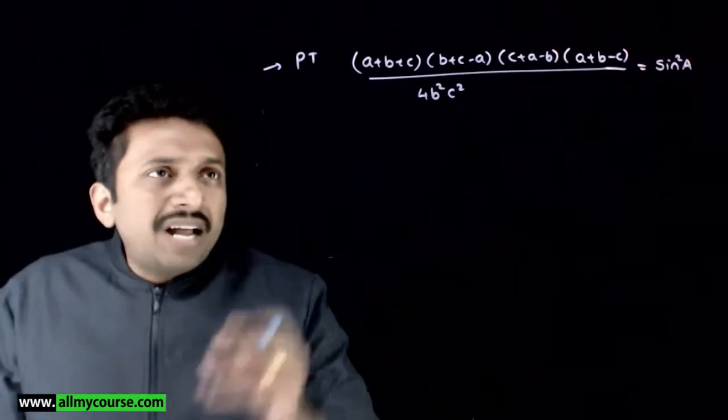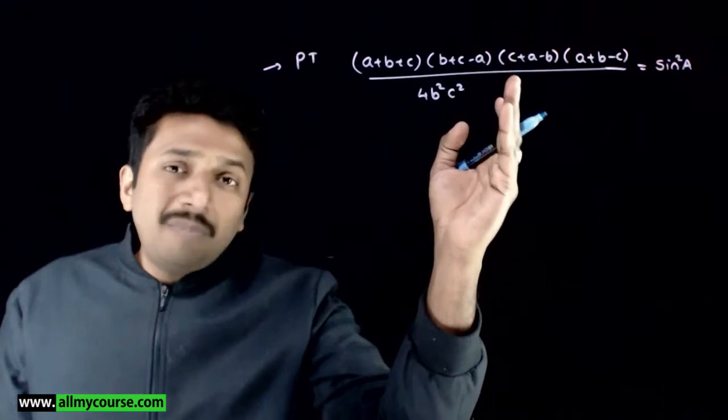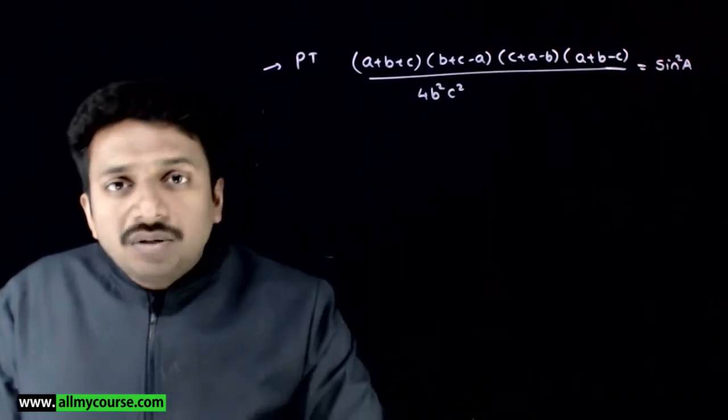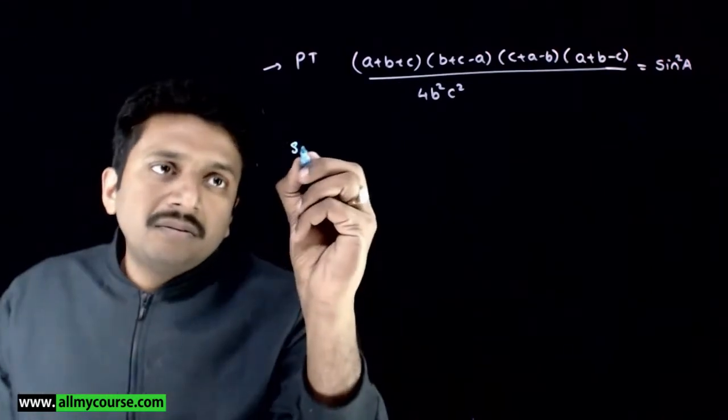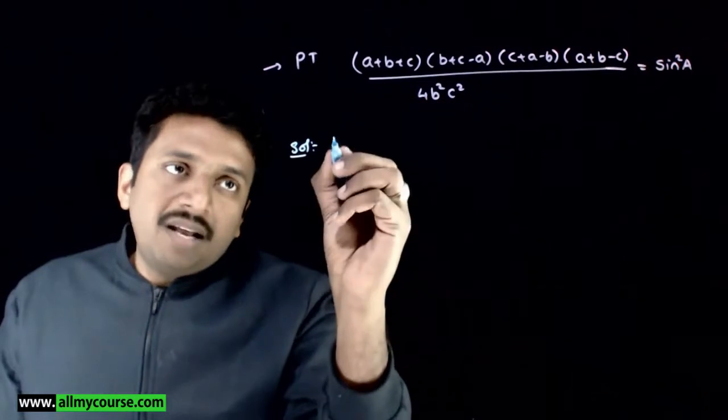In this question, you're asked to prove that a plus b plus c times b plus c minus a times c plus a minus b times a plus b minus c by 4b square c square is equal to sine square a. So let us start from the LHS.